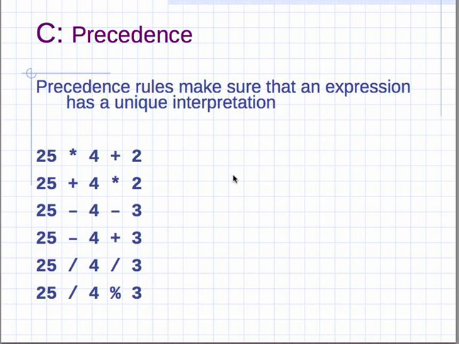So you might wonder, why do we have precedence rules? Mainly precedence rules are there just to prevent ambiguity. So for example, there's two ways to interpret this statement, 25 star 4 plus 2.